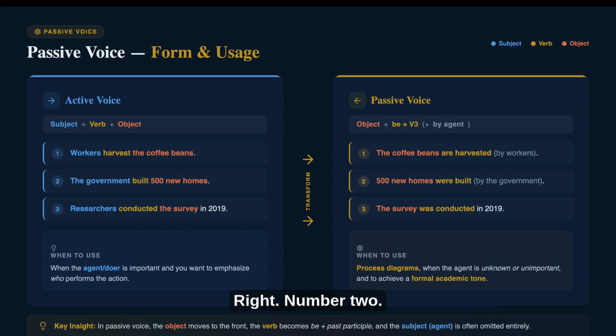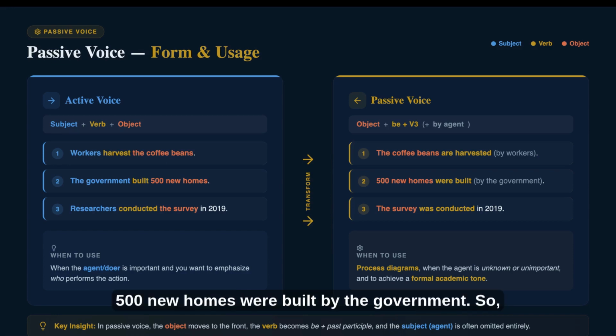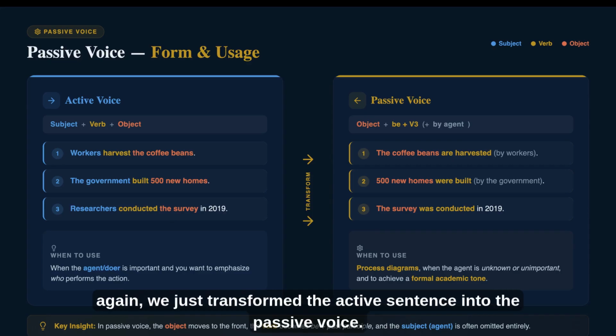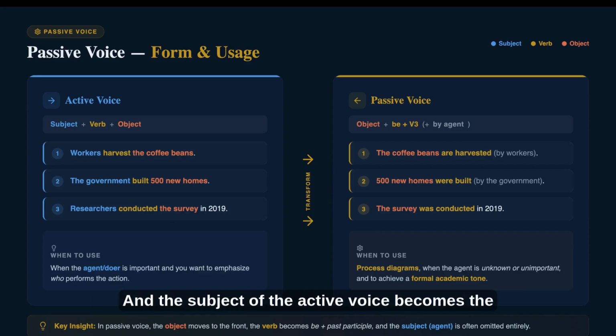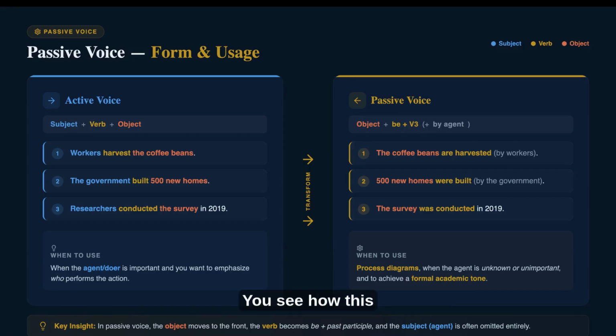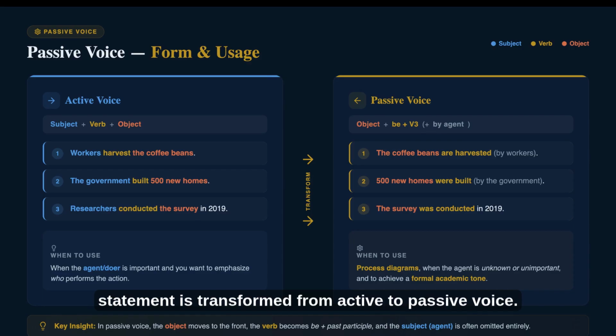Right. Number two, 500 new homes were built by the government. So again, we just transform the active sentence into the passive voice, and the subject of the active voice becomes the agent of the passive voice tense. Three, the survey was conducted in 2019. You see how this statement is transformed from active to passive voice, and the researcher in this case is being omitted because it's not important.